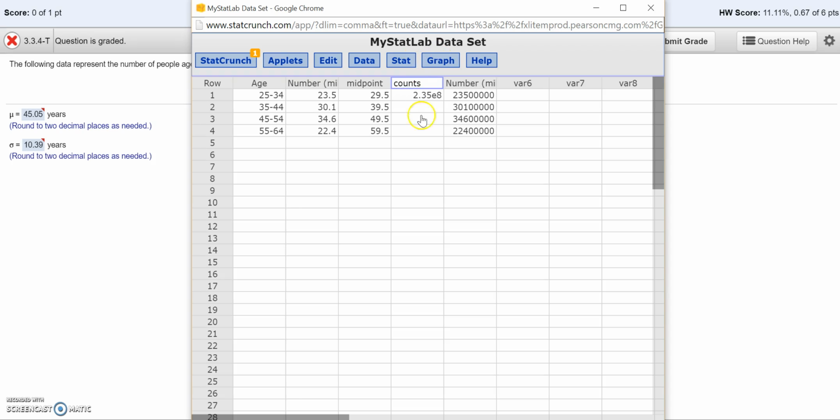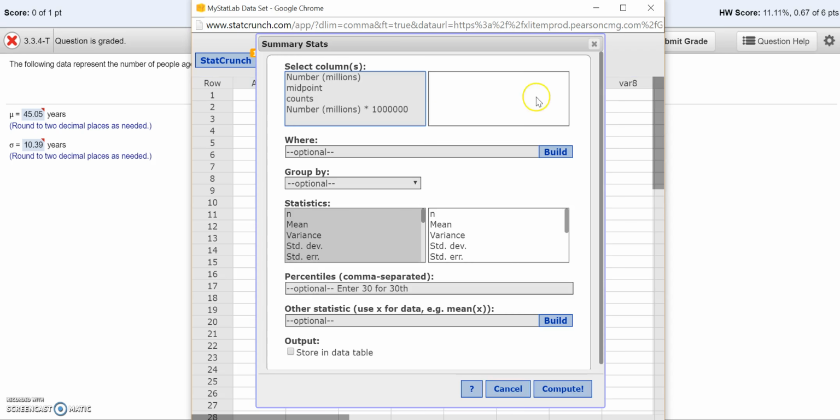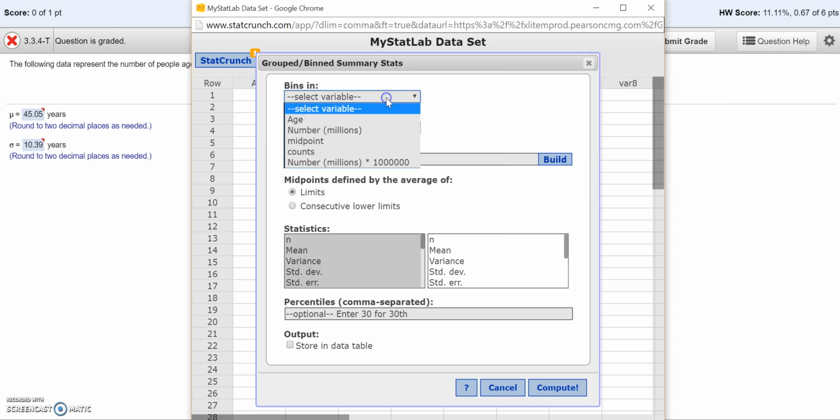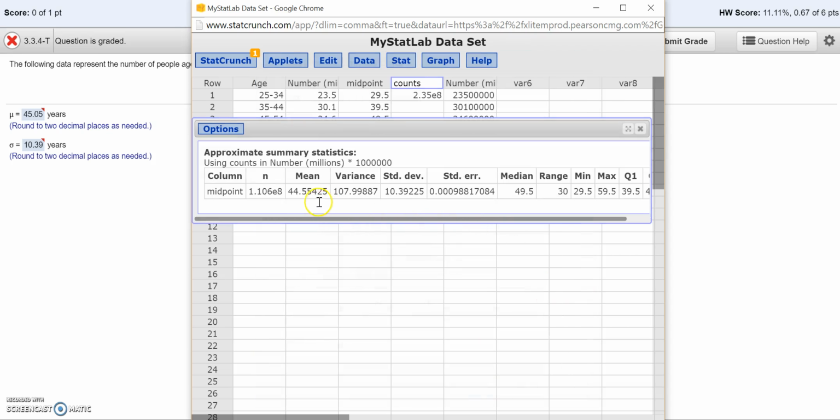Okay, so be careful what we need to use right now. This is the midpoint, that's your variable, and then that is your counts. So go to stat, summary stats, columns, and sorry, I made a mistake. It should be stat, summary stats, not columns. Instead, you have to use grouped data to bin the data. Okay, bin in, which is your midpoint, and the counts in should be the number of millions times a million. Okay, then compute, you should see your mean is 44.55 and the standard deviation is 10.39.